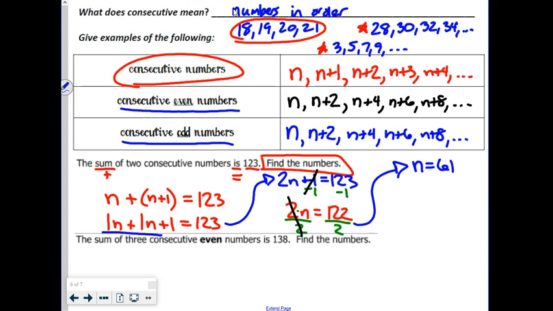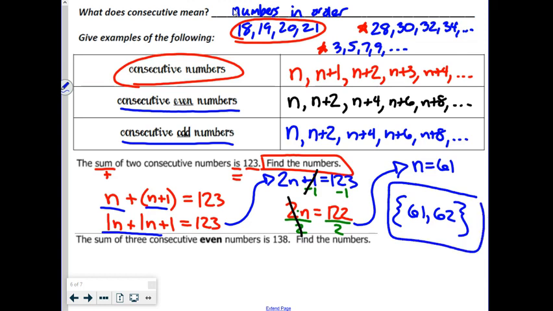And remember, we had said at the beginning, n is the smaller value. It's the first one. The next one is n plus 1. So what's 1 more than 61? It's 62. So our answer is 61 and 62. When you have more than one answer like that, you can present it in a solution set, which is those braces.